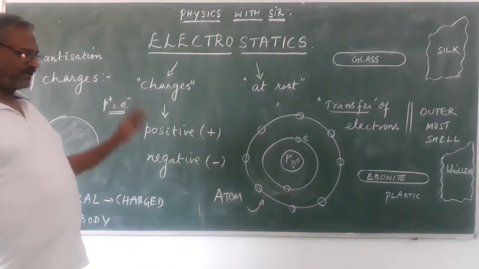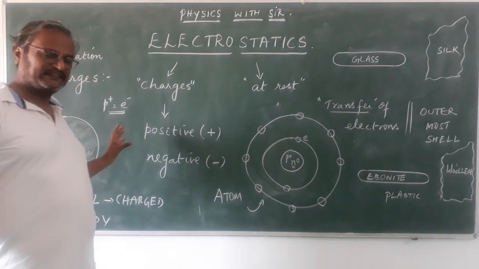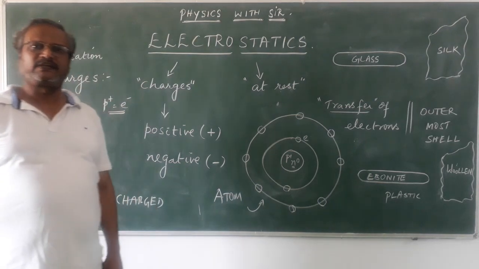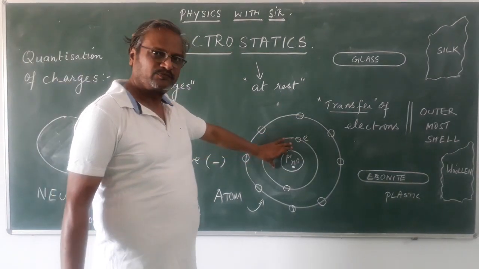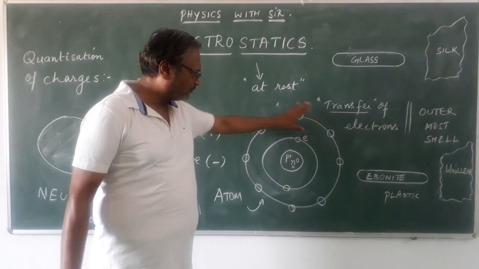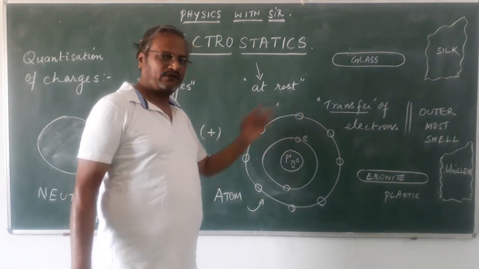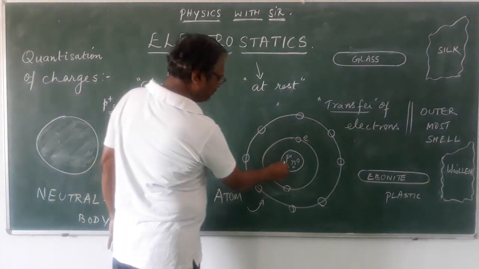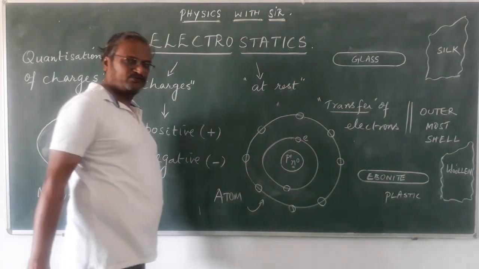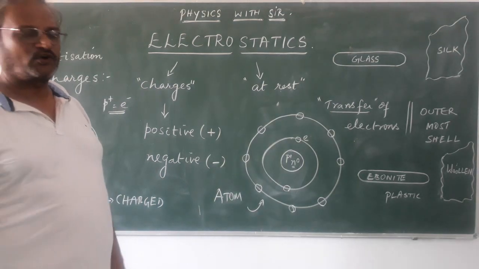Now, where do you see these charges? You see charges in an atom. An atom consists of a positive nucleus with electrons revolving around in selected orbits. In addition to the protons, there is a neutral particle which gives mass to an atom, which is called neutron.